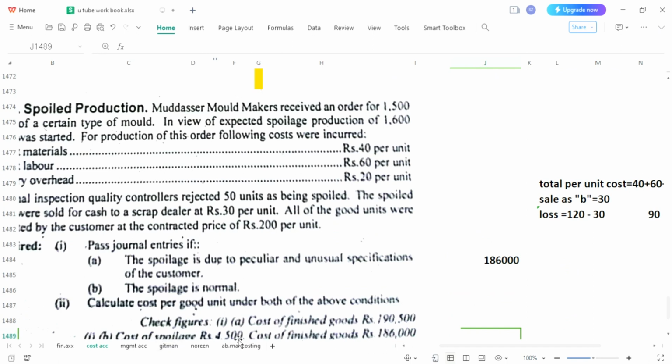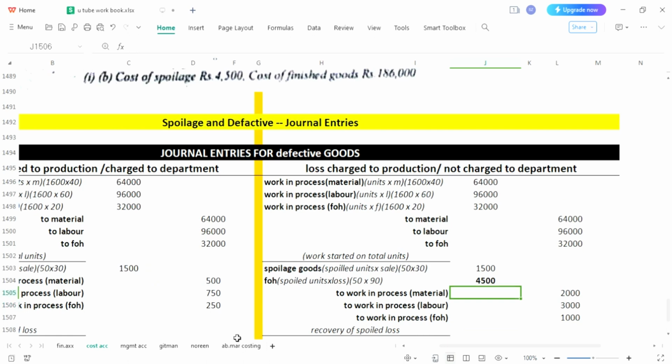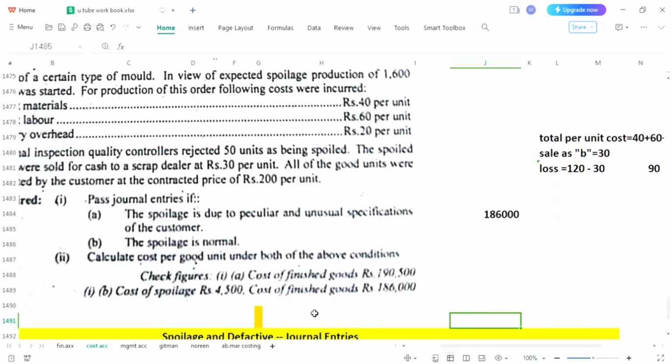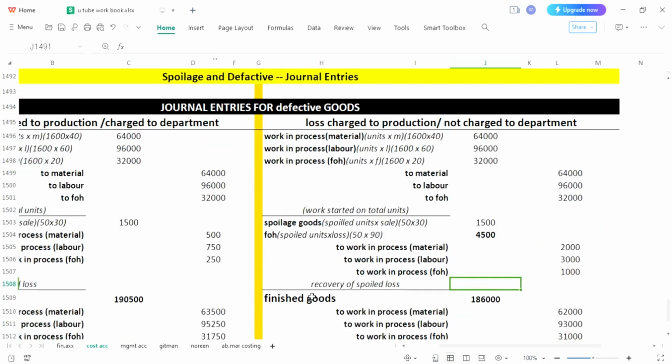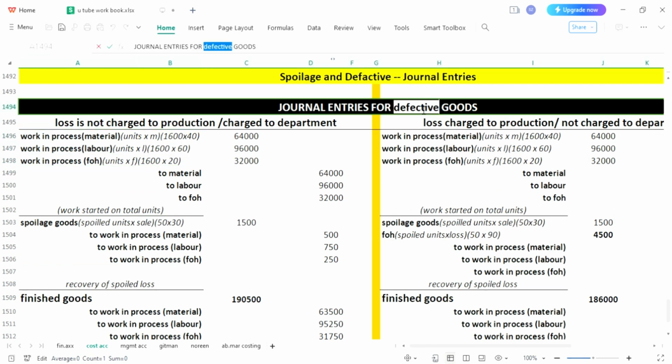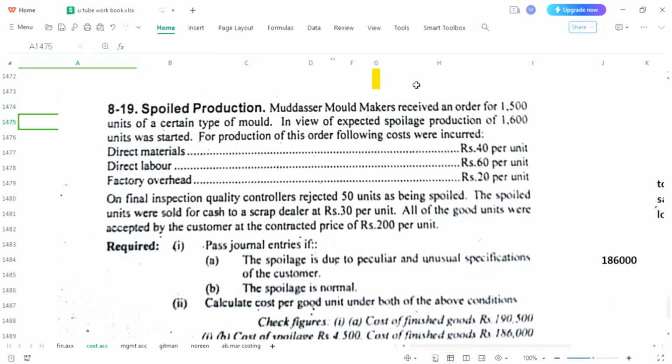Cost of spoilage means the loss which we have faced. This was 4,500. And the second answer is cost of finished goods in B part. This is cost of finished goods 186,000. In this way, our question has been completed. This was purely associated with spoiled goods, and defective was not mentioned over here. Spoiled goods. Okay.